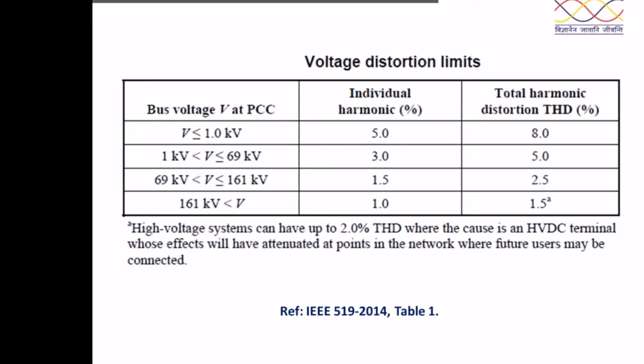Therefore, whenever you are using a harmonic instrument, you have to be very careful whether the current that you measured is with respect to the fundamental current or the maximum demand current. Therefore, whenever IEEE talks about IEEE 519-2014, the standard is very clear. It is with respect to the maximum demand current.